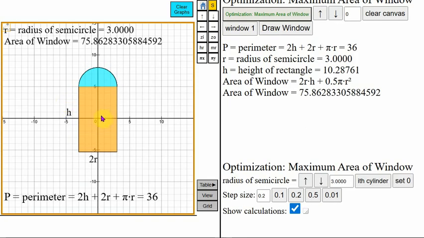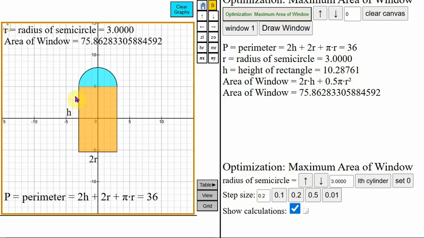This is the Norman window again, and in this example I set the perimeter at 36 feet. So the distance around the window is 36. If the radius of the semicircle is 3 feet, then h has to be 10.28761 since the perimeter is 36.